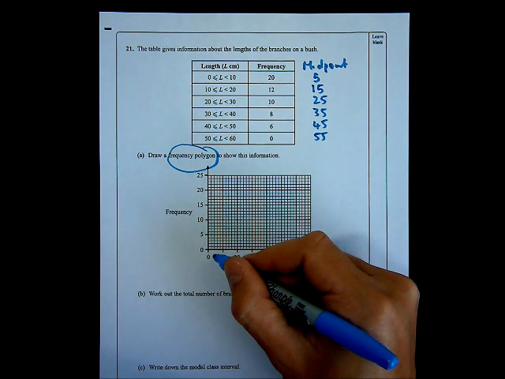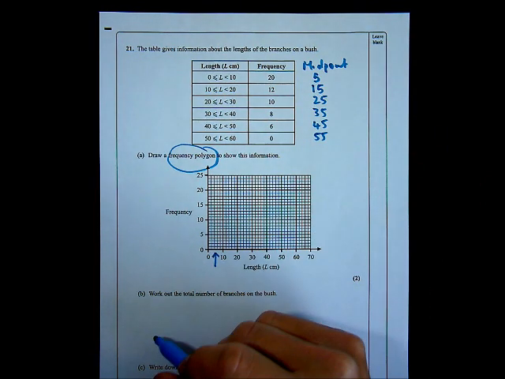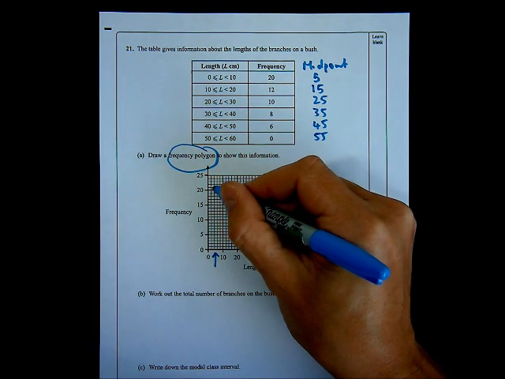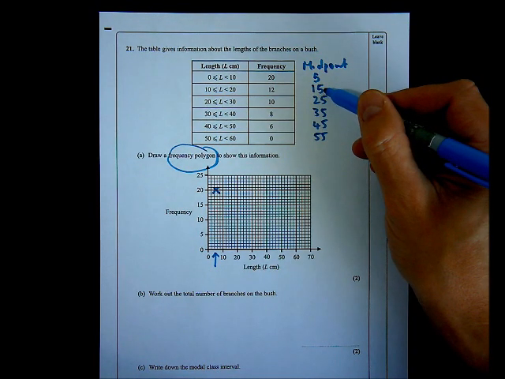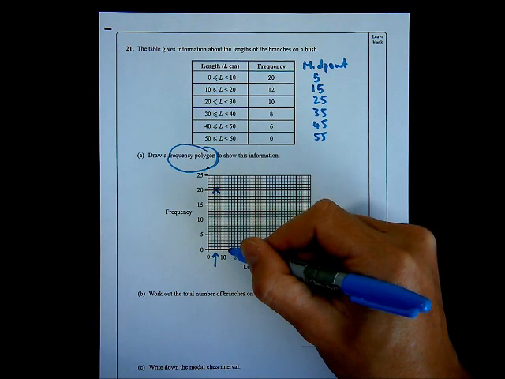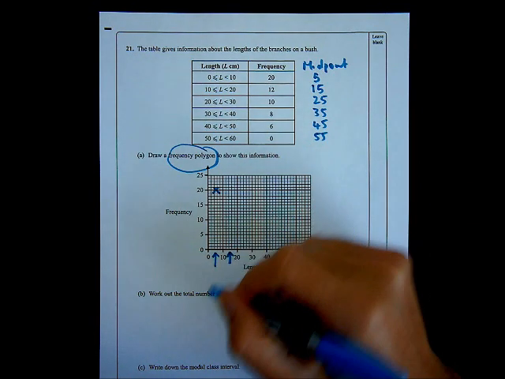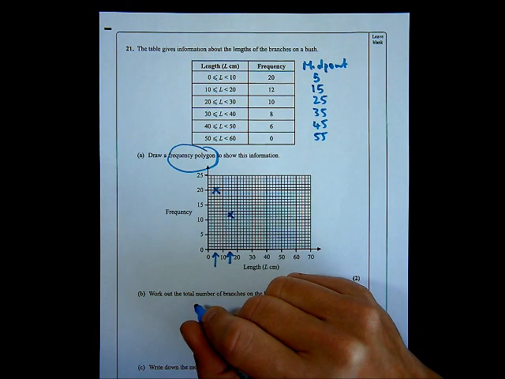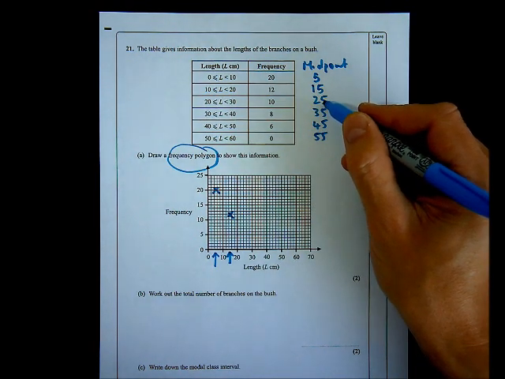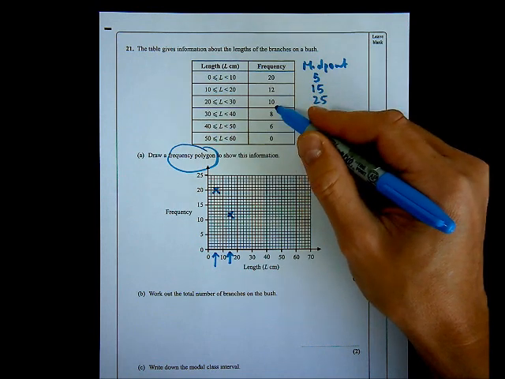So a length of 5 would be in there, and the frequency is 20, so that's my first cross. Second midpoint would be 15, so a length of 15 and a frequency of 12. So a length of 15 would be there, and a frequency of 12 would be there. And I'm just going to continue plotting my length on the horizontal axis and my frequency on the vertical axis.